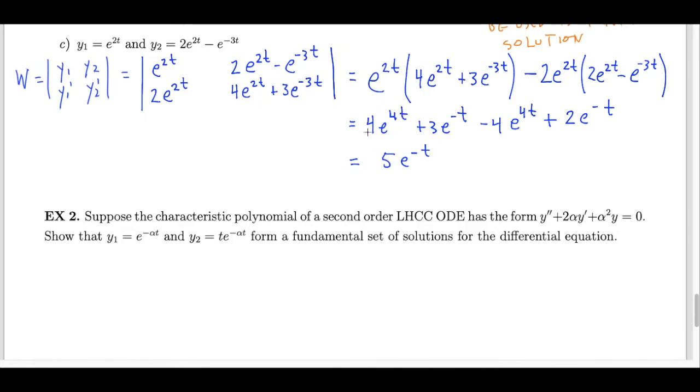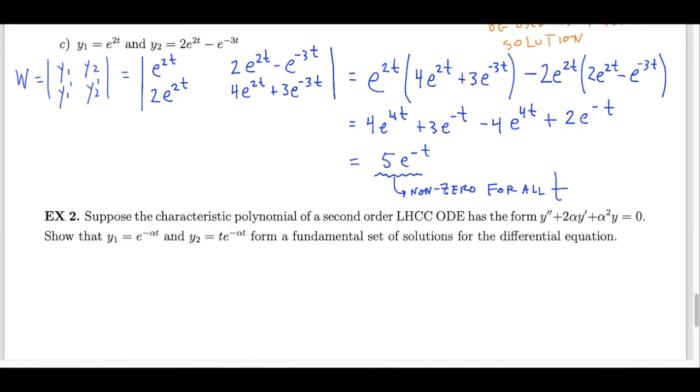Simplifying this expression, I do end up with these two like terms that cancel, and then combining the e to the negative t's, I get 5e to the negative t again. As we noted in the previous part, this expression is never zero. So since my Wronskian is non-zero, that means that the two given functions do form a fundamental set of solutions.